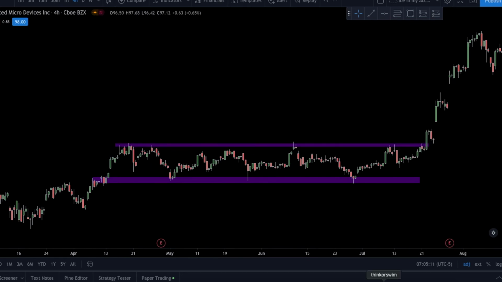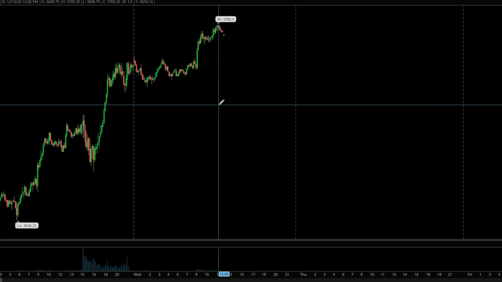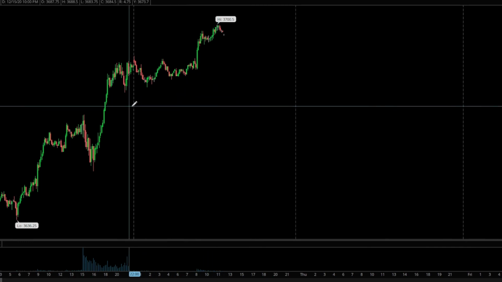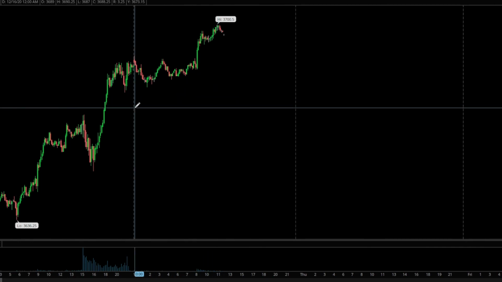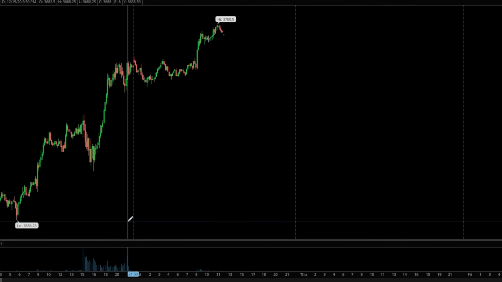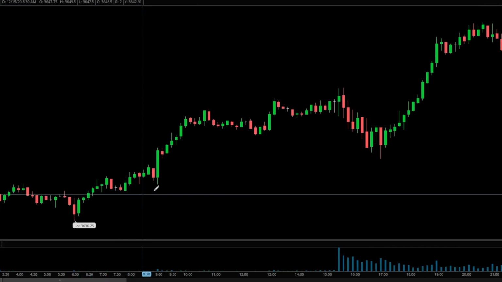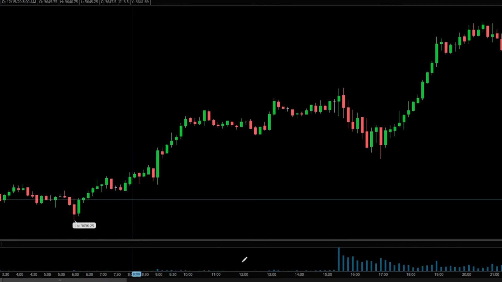So as for entries, you have a lot of types of entries, but in my experience, what I like to use personally is a 2-bar breakout. So a 2-bar breakout is when, so actually we have a super good example right here. I think, yes, we have a super good example.